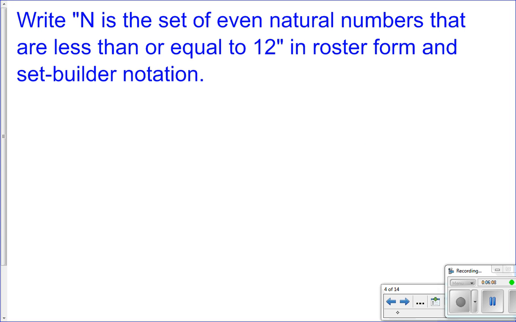Try this one. N is the set of even natural numbers that are less than or equal to 12. Write it in roster form and set builder notation. Since my set is called set N, I need to write it in roster form. It's a set of even natural numbers that are less than or equal to 12. Since it's natural numbers, I don't include 0, so I start with 2, 4, 6, 8, 10, and 12. 12 is included because it's less than or equal to.